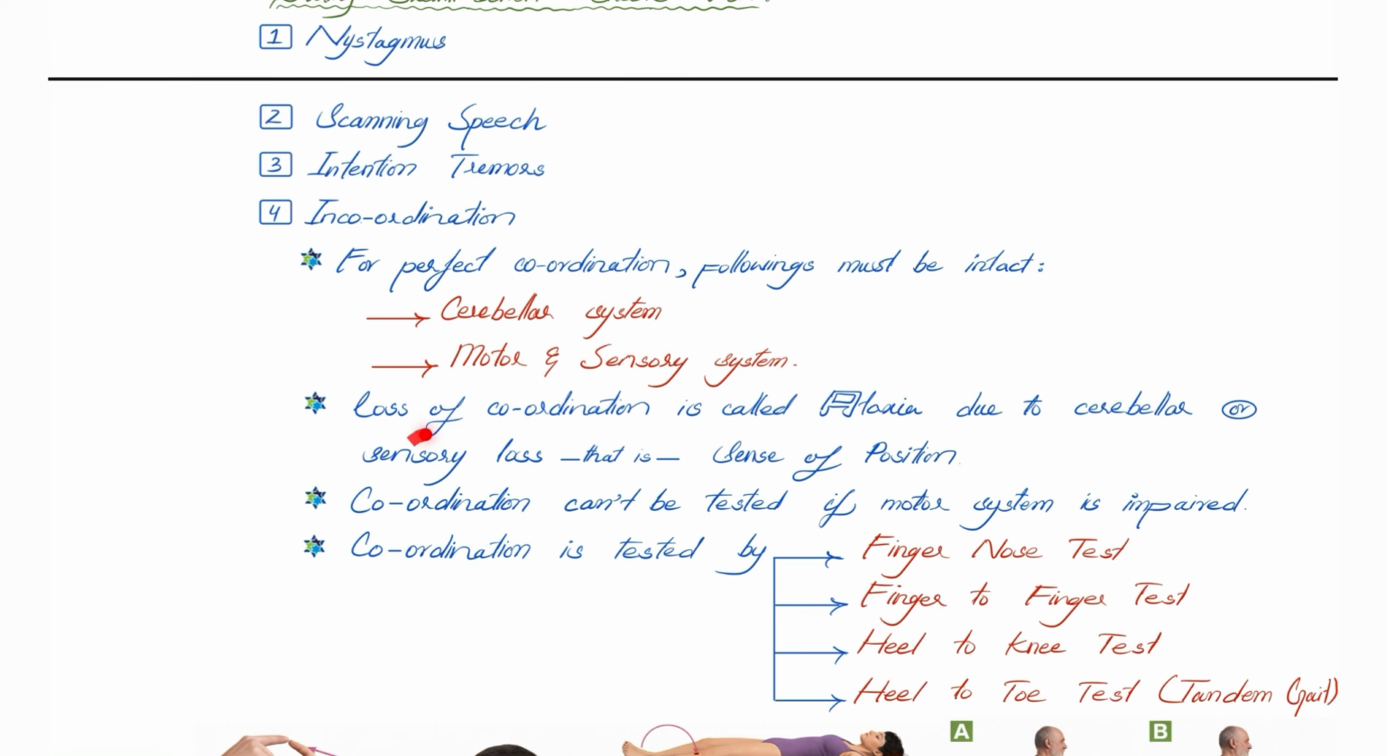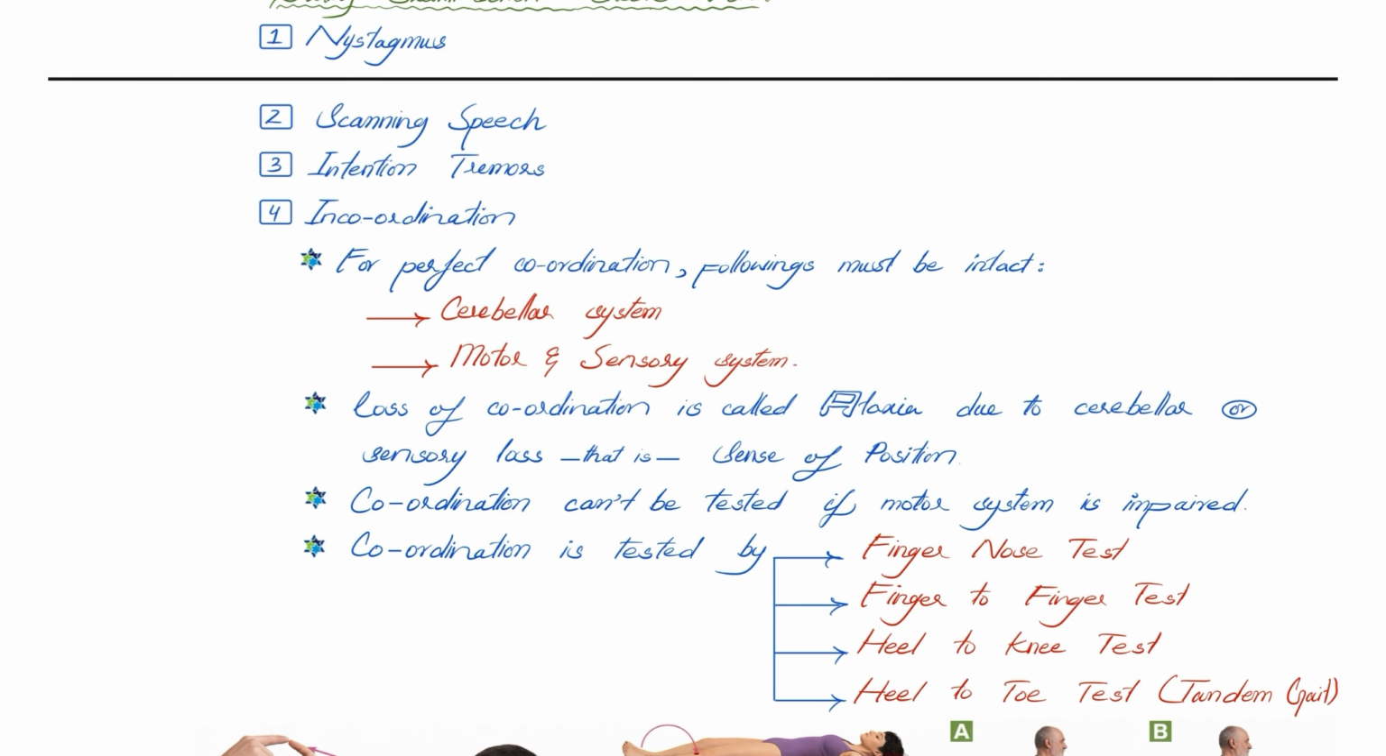Loss of coordination is called ataxia, due to cerebellar or sensory loss. That is, sense of position is being lost, so the patient will lose his coordination as well. Coordination cannot be tested if the motor system is impaired. How can you ask the patient to walk when he is already having paralysis, right? So the motor system must be intact so that you should know the coordination of muscles.